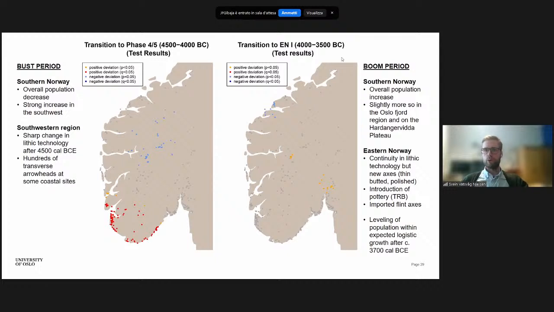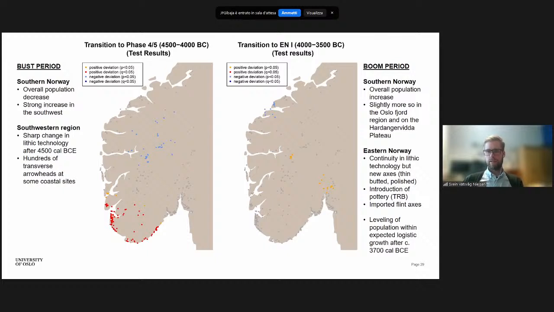We see in the boom period to the right, which is in the early Neolithic, there is an overall population increase, we know from the SPD, but we can also see that there is a slight increase in eastern Norway and also up on the high mountain plateau actually. But in eastern Norway, as we have seen, there is a continuity in the lithic technology. There are a few changes as well, like the changes in axes.